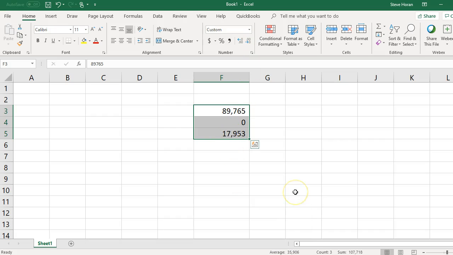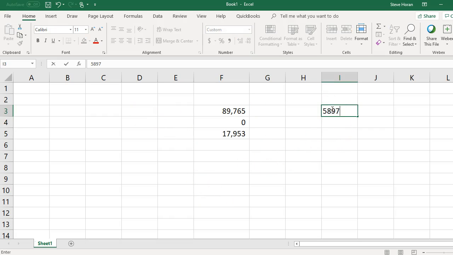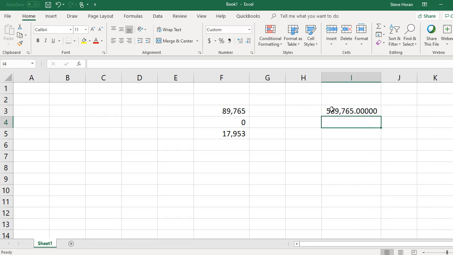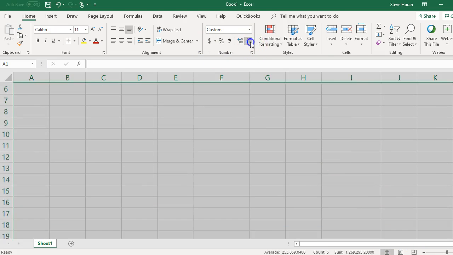So the Section 1250 recapture is the 17,953. And then we take the gain from Part A, which was 589,765, and we subtract out the 17,953. So you take that minus the 17,953, and that gets us to our answer of 571,812. Okay, and let me fix my formatting with those commas here.